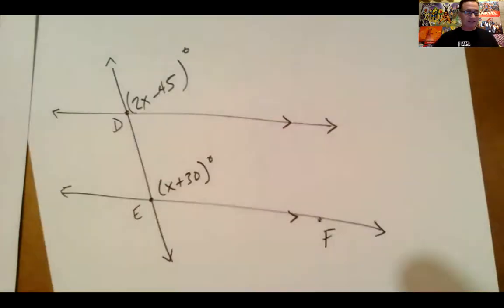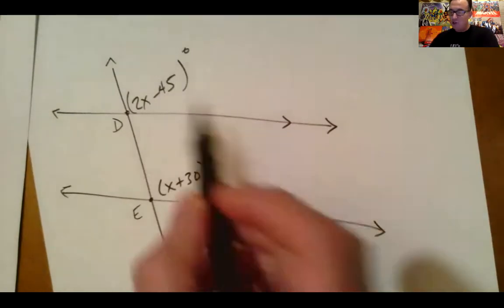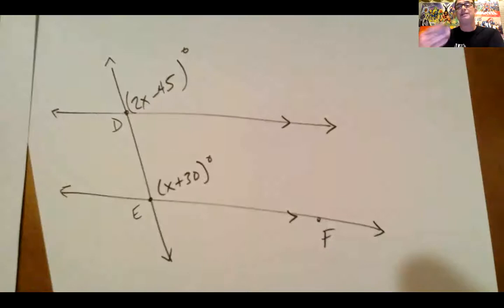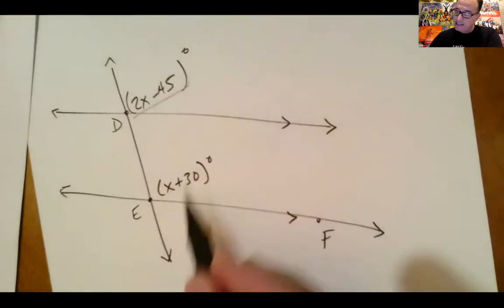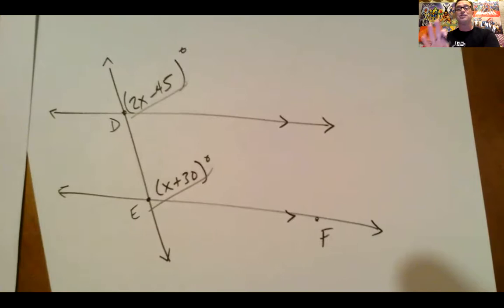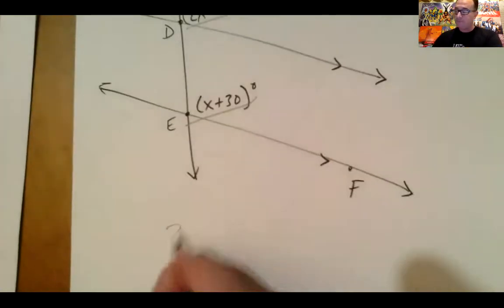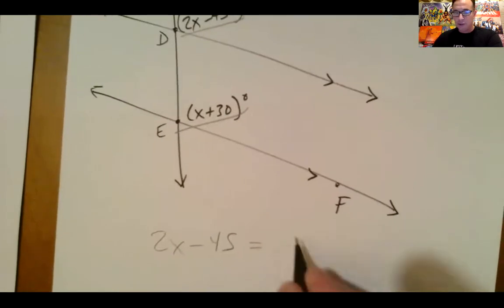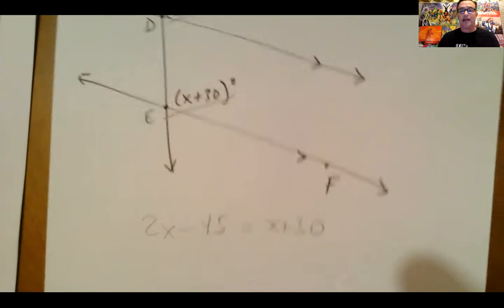We've got two parallel lines because they told us. And we've got these two angles that are right here. Now, if I look, they're in the same place, which makes them corresponding angles. We know that corresponding angles of parallel lines are congruent, which means that this and this have to be equal to each other. So that's the first thing I have to do, set up my equation. 2x minus 45 from the top is equal to x plus 30 from the bottom. And that's what we're going to be looking at to solve our equation.